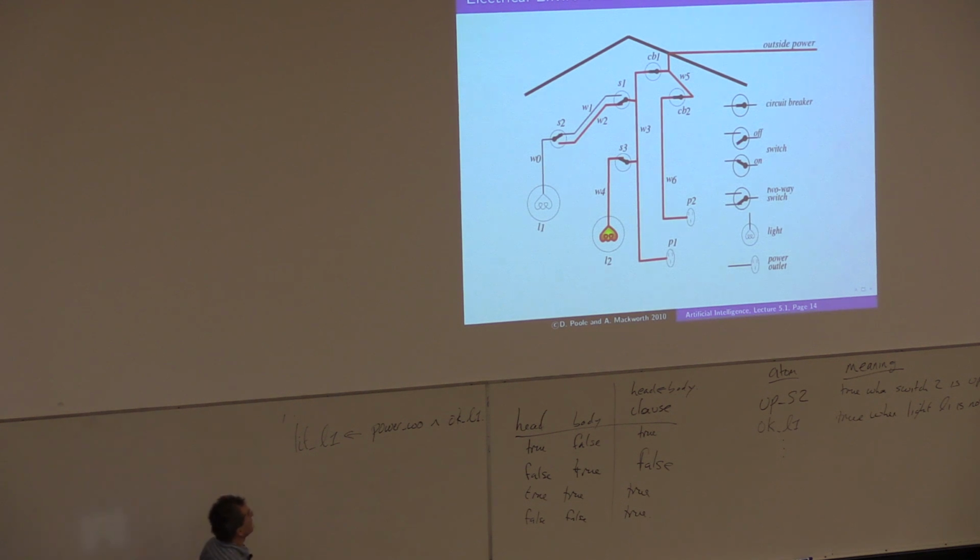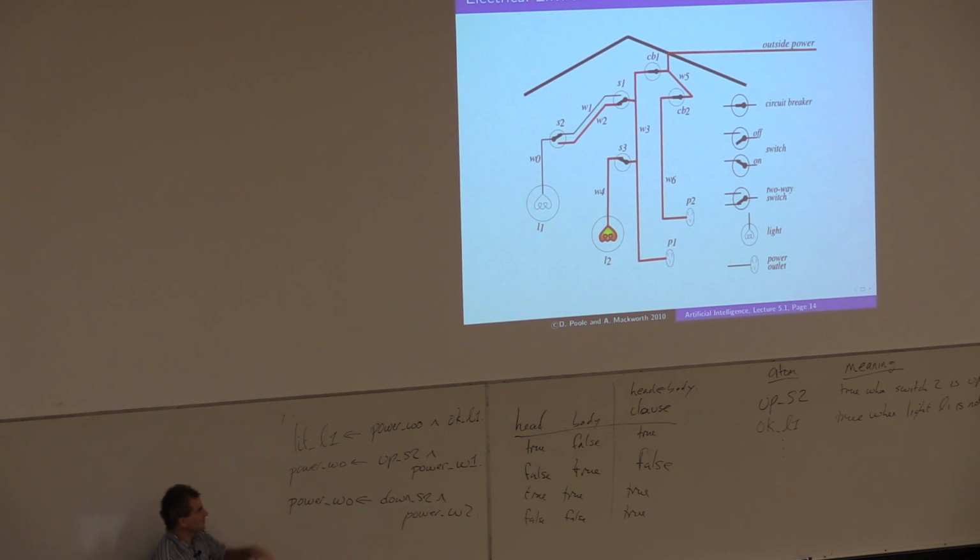And there might be power in W0 if S2 is up, if switch 2 is up, and there's power in wire W1. And there might be power in W0 if switch 2 is down, and there's power in, what's the other one? In W2.